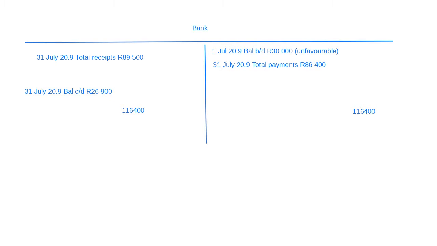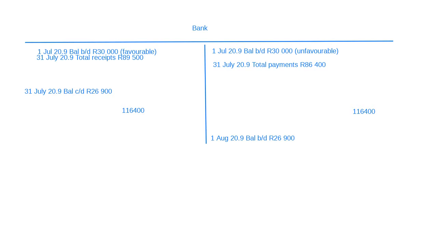If it's an unfavorable balance, it's on the credit side. If it was actually favorable, we would have done, so let's say it was a favorable balance, so we actually had money in the bank. It would have been on the opposite side. And then that balance here on the 1st of August would have actually sat on the other side.